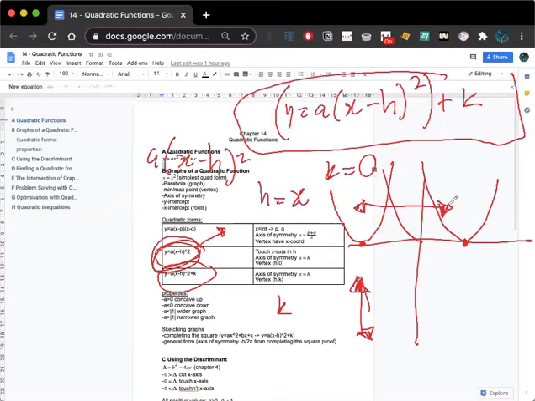And so if you have something like this, the axis of symmetry would be h, and the vertex would be h and 0. You write that appropriately there. And then again, like I said before, if you have plus k, that means that it shifts upwards.